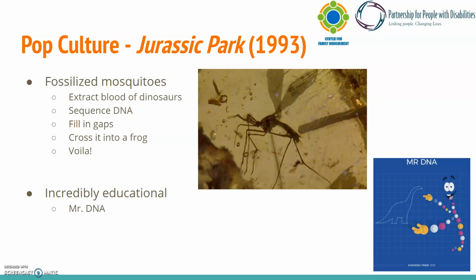The concept was that pesky mosquitoes went around and sucked the blood out of the dinosaurs, got fossilized in amber, freezing them in time. The scientist who discovered these fossilized mosquitoes would extract the blood out of these mosquitoes, sequence the genome in the DNA, and fill in the gaps with modern-day relatives of dinosaurs. They would then cross the genome into a frog, and then the frogs could lay dinosaur eggs, and thus the dinosaurs were brought back. Magic, huh?